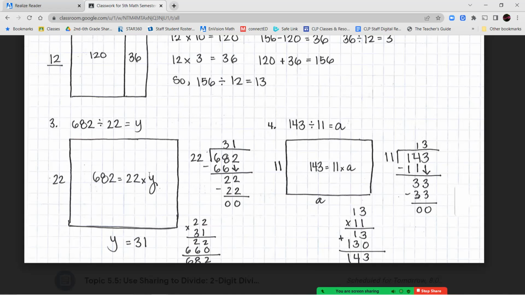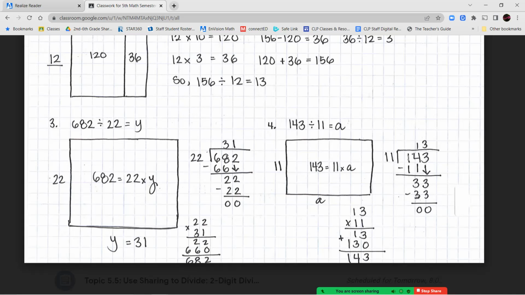For number 4, I had 143 divided by 11 equals A. So I knew that my area was 143. One of my sides was 11, and my other side was A. That was my missing number. So again, I stacked, or I used my long division. I did 143 divided by 11.